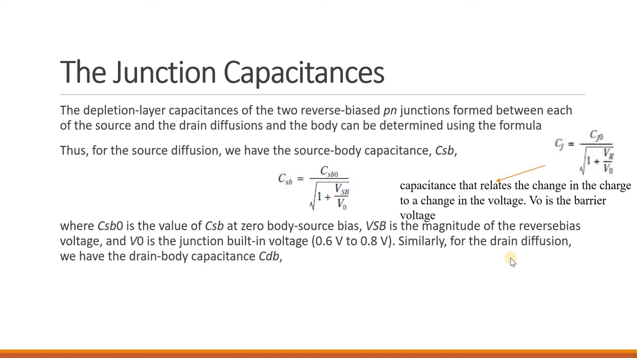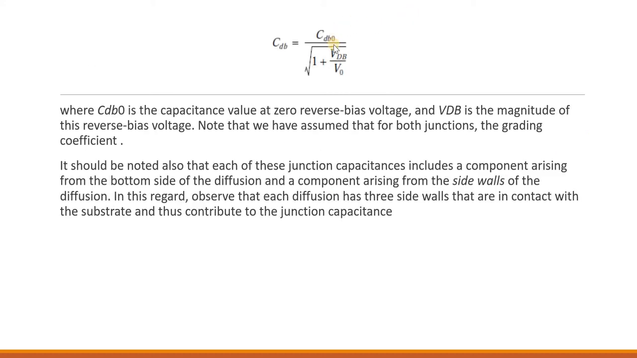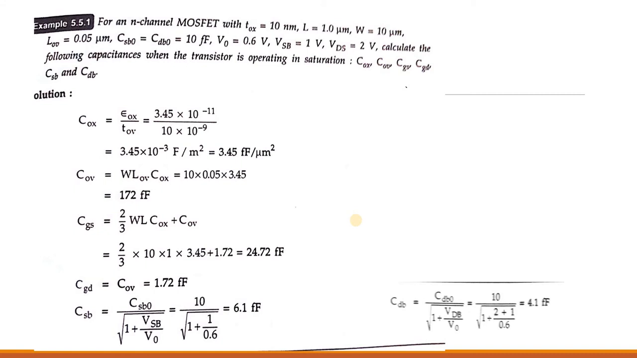And similarly, for the drain diffusion, we have the formula, that is CDB is equal to CDB naught divided by root of 1 plus VDB divided by V naught. Okay, these two are regarding junction capacitances. Next, we are going to see one problem under this.